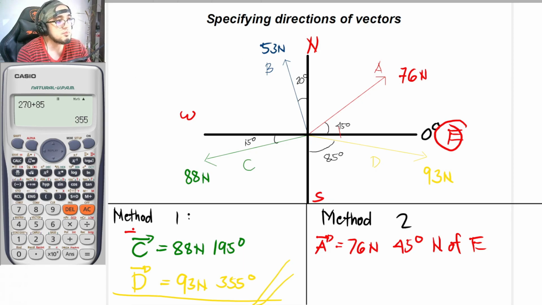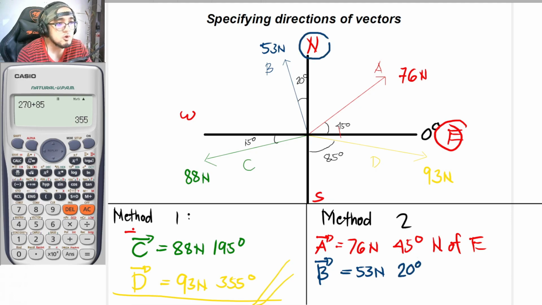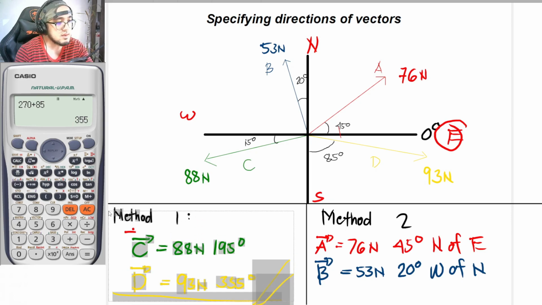So we actually have two answers here. So for your vector B, this is to be equal to 53 newtons. Then as you can see, this is now to be 20 degrees. So with that, 20 degrees. So coming from the north, you would now be going towards the west. So, west of north. So that is now to be your answer here. Okay, so I will just be erasing this.